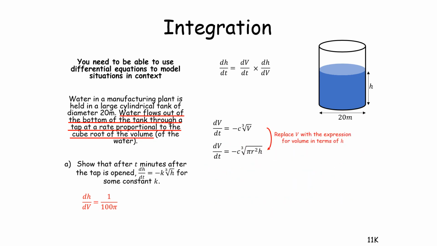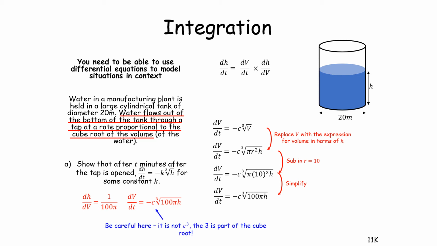So we could express this in this form because we know what V is. V is pi r squared h. We could replace the r with 10 and simplify. So we'll get dV/dt equal to minus c cube root of 100 pi h.